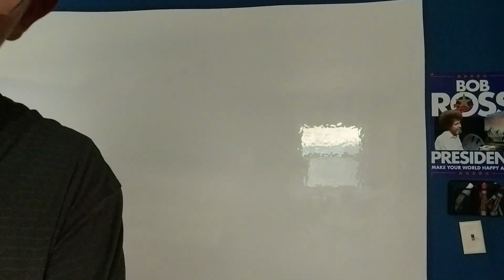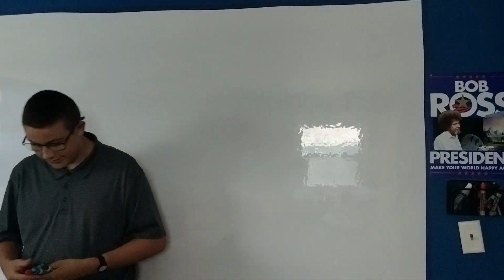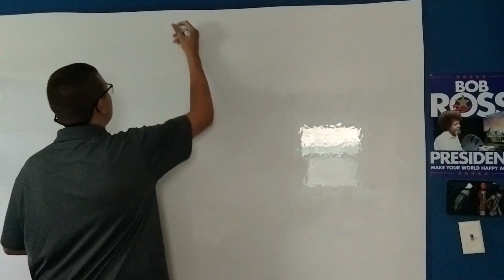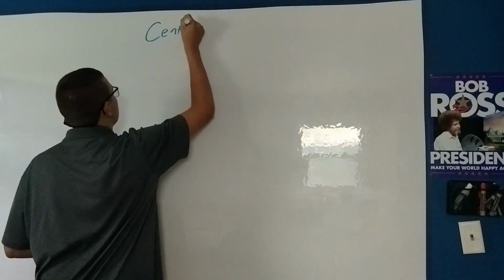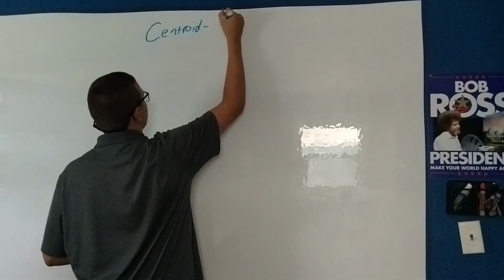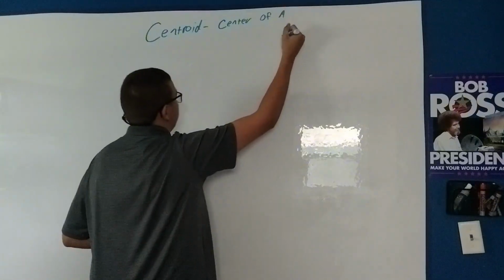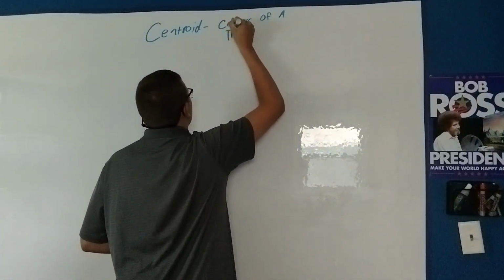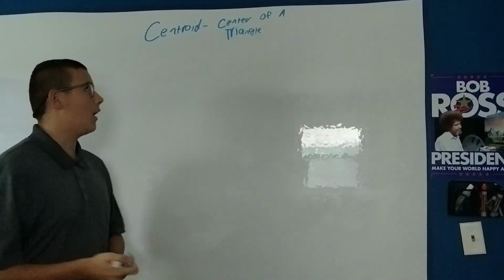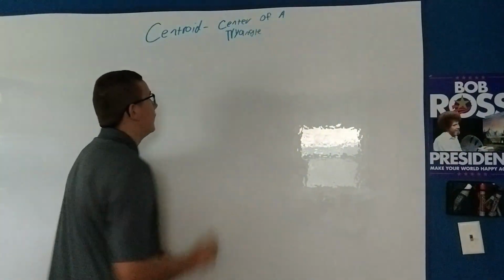I think I left my markers up back here, yeah. So we'll start with what I think is the easiest to understand, the centroid. The centroid is the center of a triangle. I don't know if it's an I or a Y there. It might be a Y. I think it's a Y, yeah. Triangle.